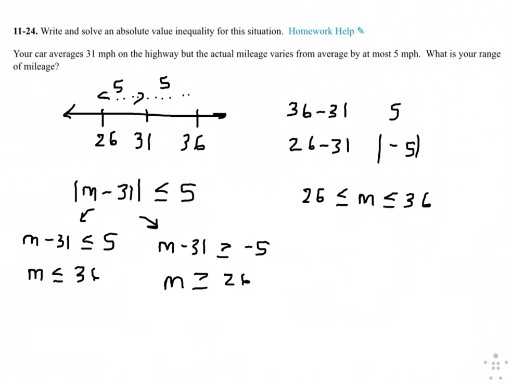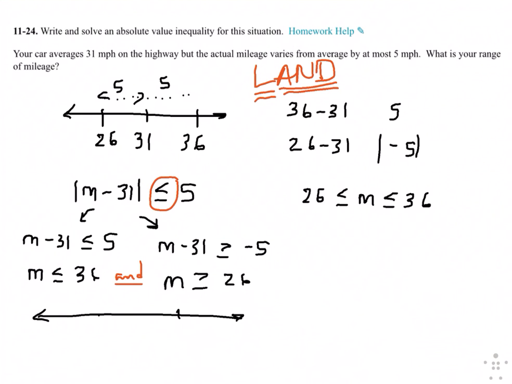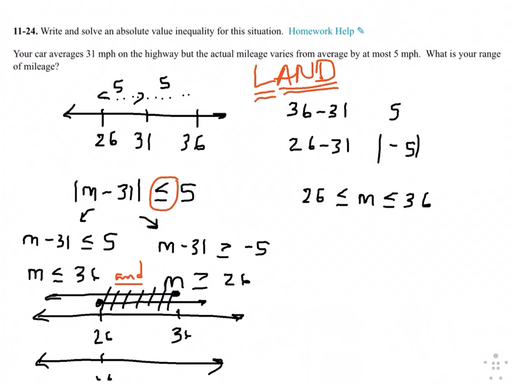And the symbol here, this one, is less than, and we can remember our acronym, LAND: less than is an AND. So this is an AND in there. Then if we needed to, we could graph it. We get m greater than or equal to 26 and less than or equal to 36, and where they overlap is the final graph: 26 to 36, and it looks like that.